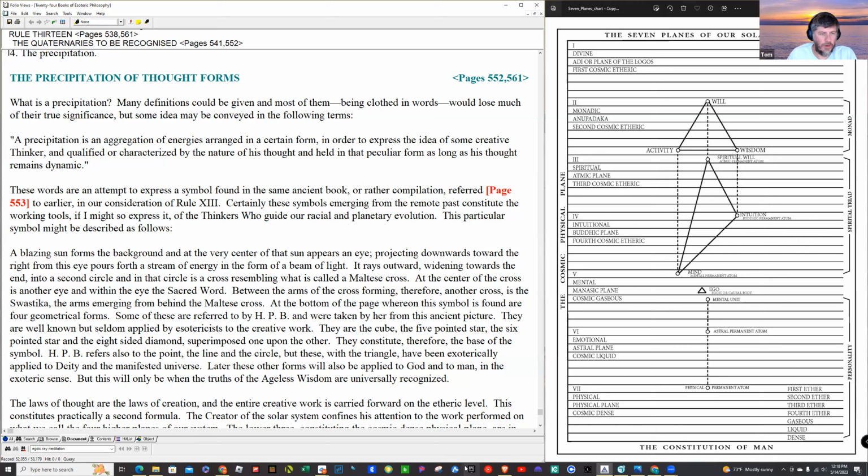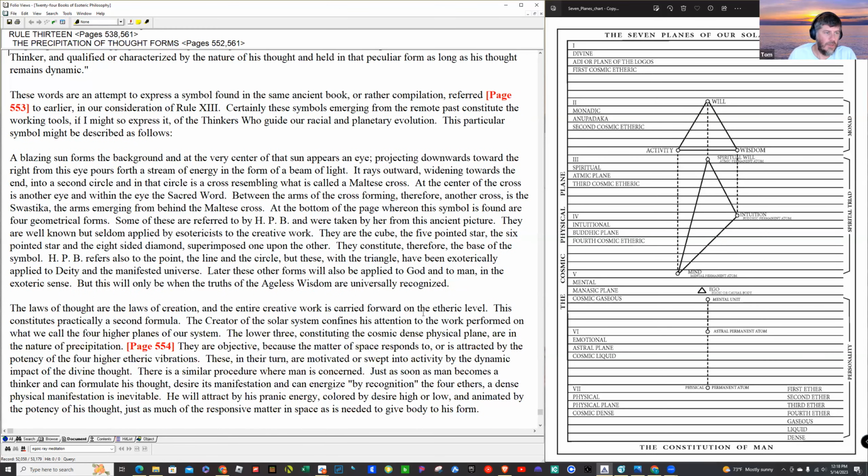These words are an attempt to express a symbol found in the same ancient book, or rather compilation, referred to earlier in our consideration of Rule 13. Certainly, these symbols emerging from the remote past constitute the working tools, if I might so express it, of the thinkers who guide our racial and planetary evolution. This particular symbol might be described as follows. A blazing sun forms the background, and at the very center of that sun appears an eye. Projecting downwards toward the right, from this eye pours forth a stream of energy in the form of a beam of light. It rays outward, widening towards the end, into a second circle, and in that circle is a cross resembling what is called a Maltese cross.